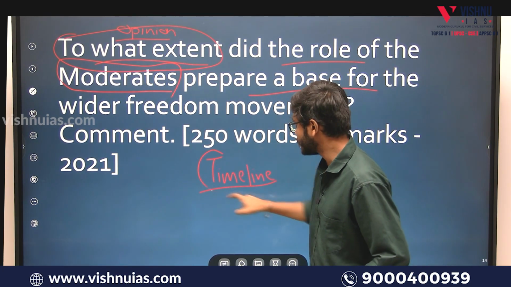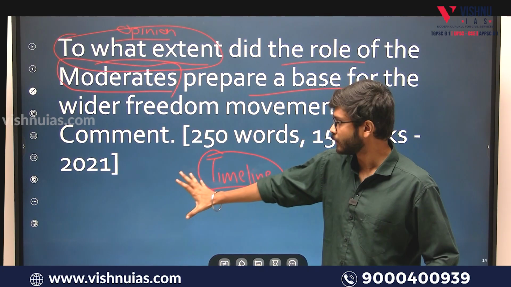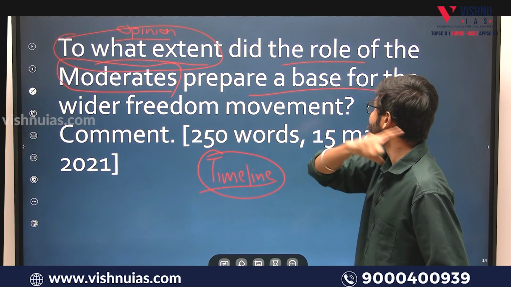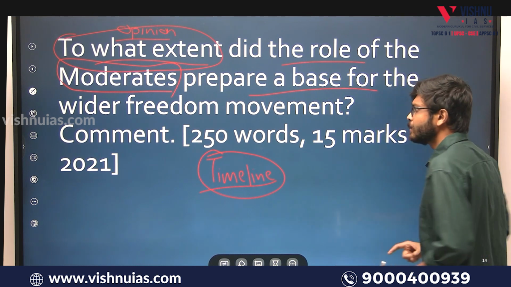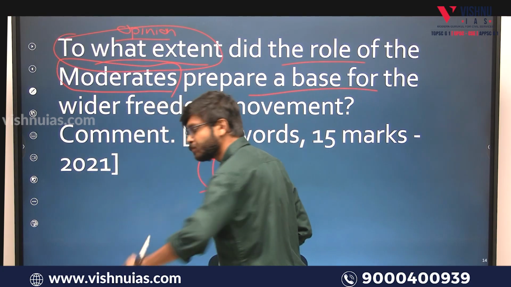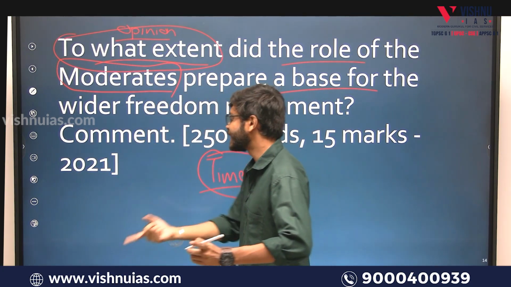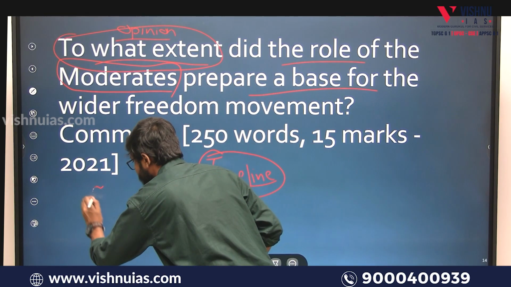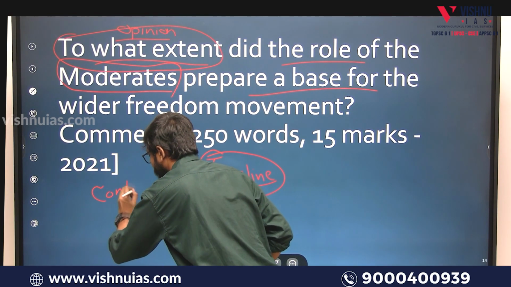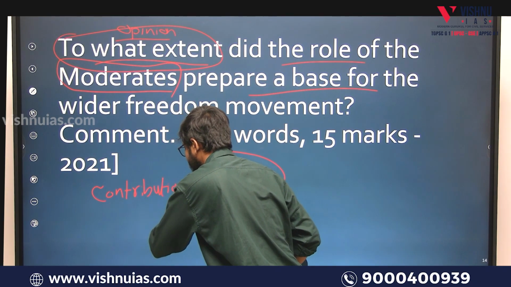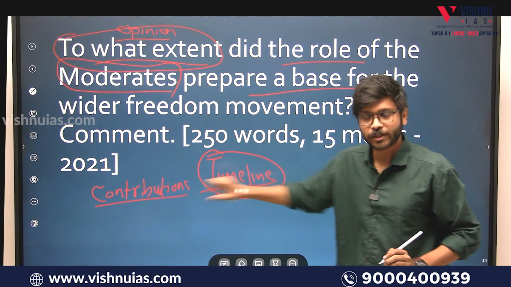Now we got the timeline. Next we need to understand to what extent the role of moderates prepared a base for the wider freedom movement. Here we have to understand both sides, positives as well as negatives. The positives are the contributions of the moderates. We cannot say that they didn't do anything. What were their contributions?